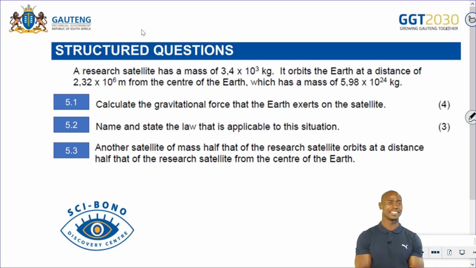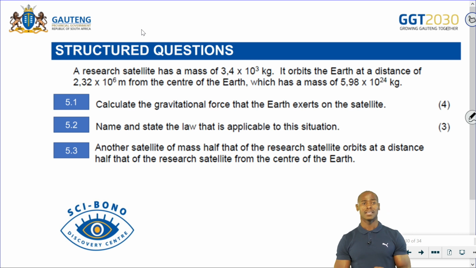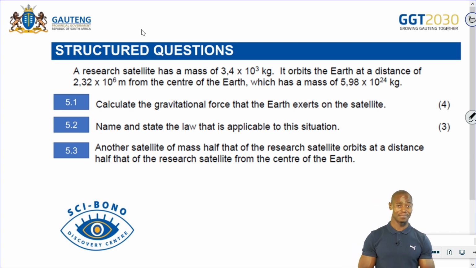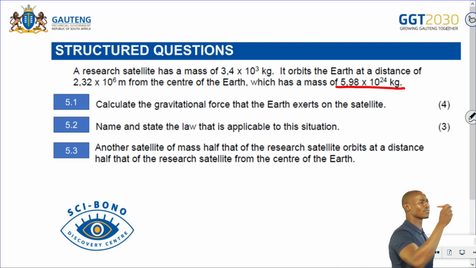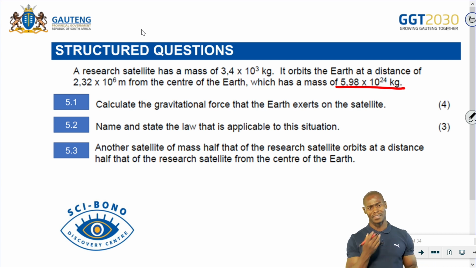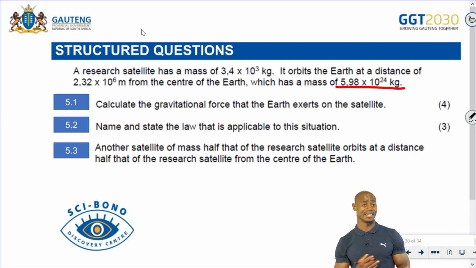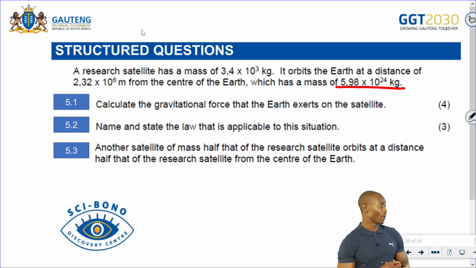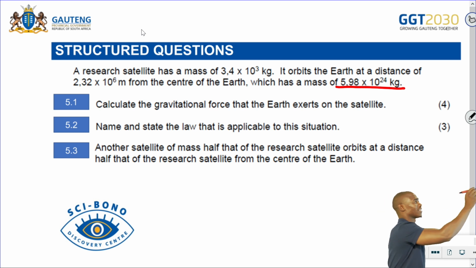A research satellite has a mass of 3.4 times 10 to the power 3 kilograms. It orbits the Earth at a distance of 2.32 times 10 to the power 6 meters from the center of the Earth, which has a mass of 5.98 times 10 to the power 24 kilograms. So this, we have it in our data sheet, right? So fortunately it's also given, but always we are given the mass of the Earth. We are given the radius of the Earth. We are given acceleration due to gravity on planet Earth. We are also given the gravitational constant, right?